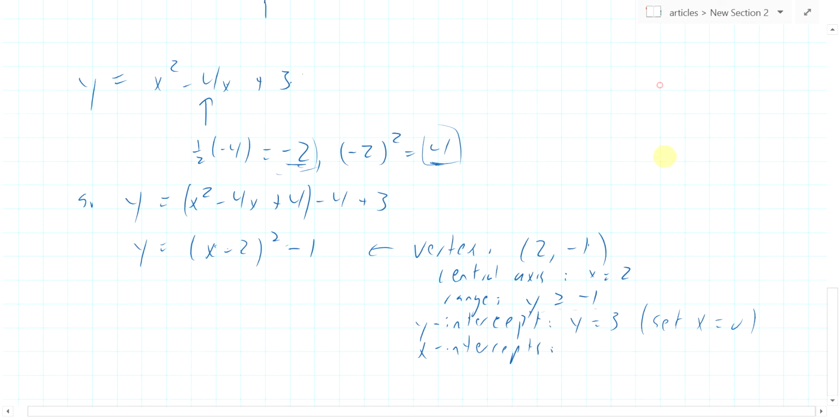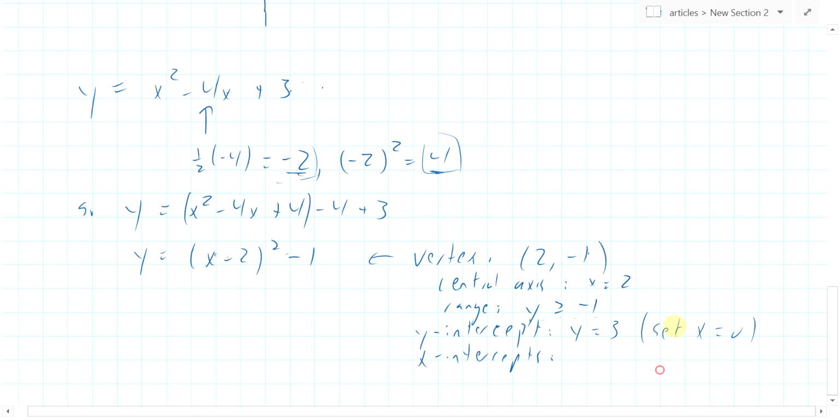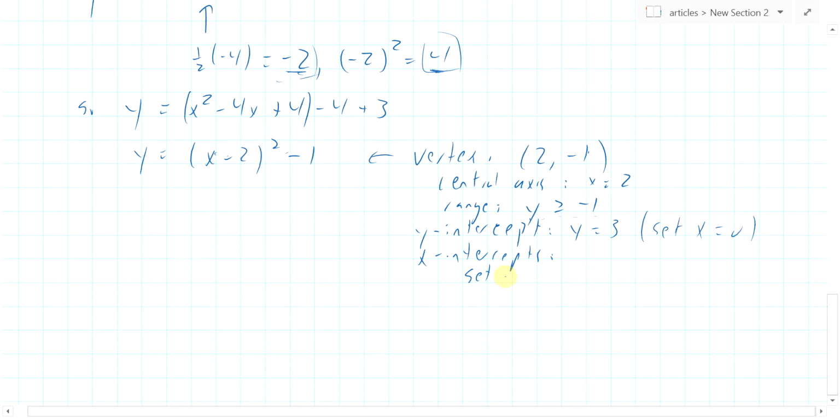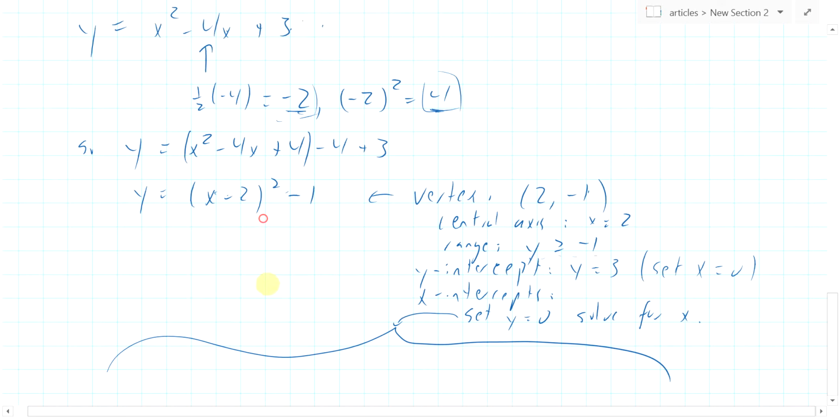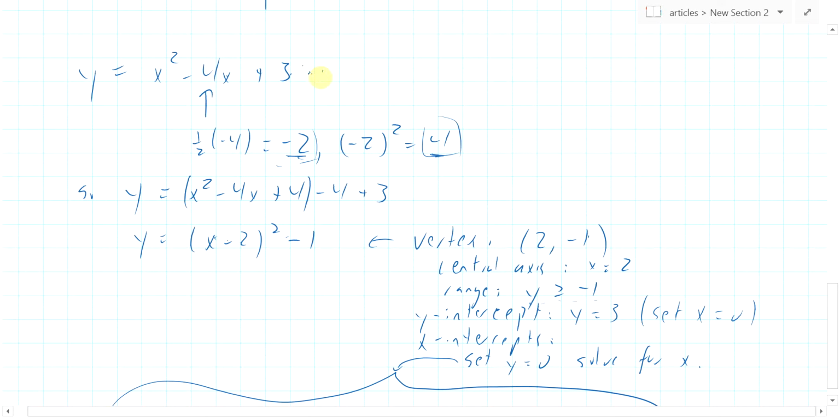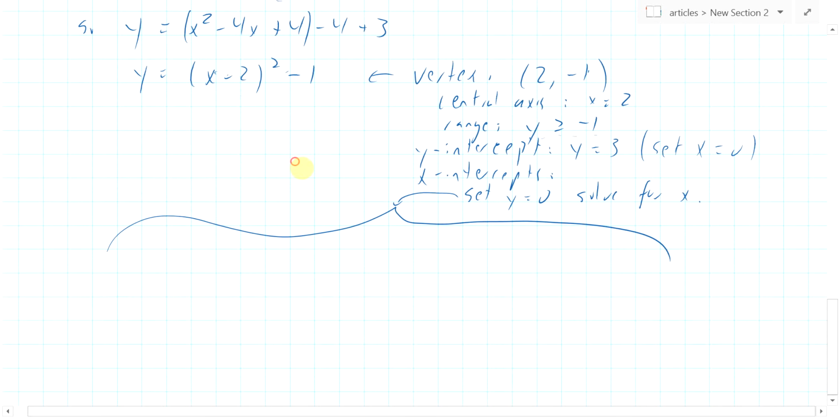So what are the x-intercepts? Well, again, we actually have two formulas. Set y equal to 0, solve for x. So let me just put in a big bracket for this. We can do this one of two ways. We can take this formula, 0 equals x squared minus 4x plus 3.